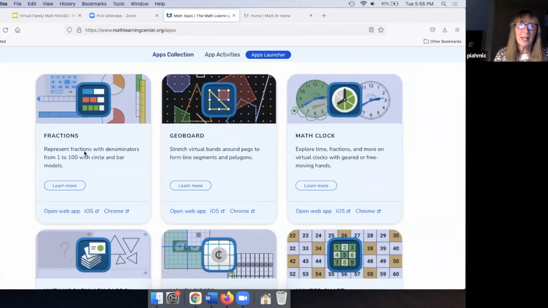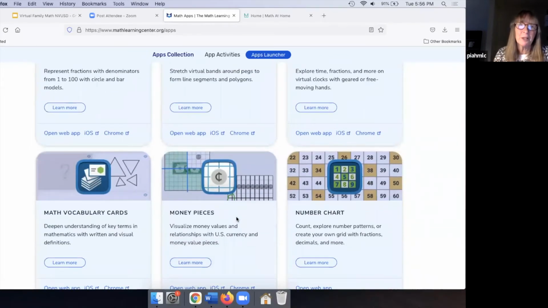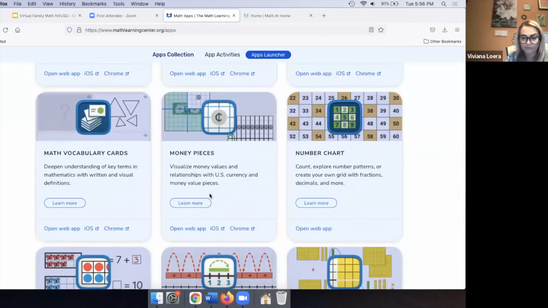You can use that app. And then the money value pieces for fraction and decimal work, if I'm adding decimals or multiplying with decimals. So our apps are not grade specific. It really depends on the teacher and what they're teaching.